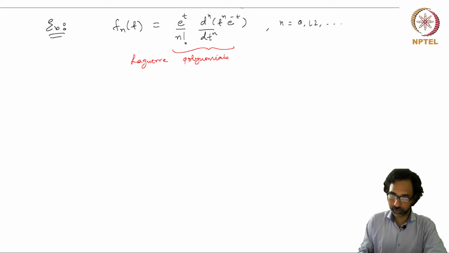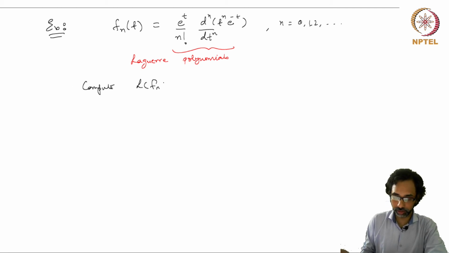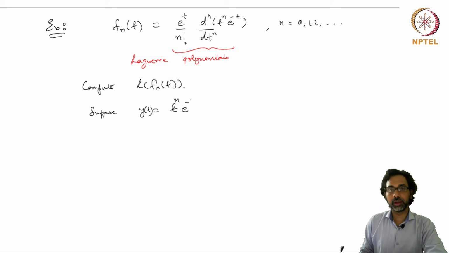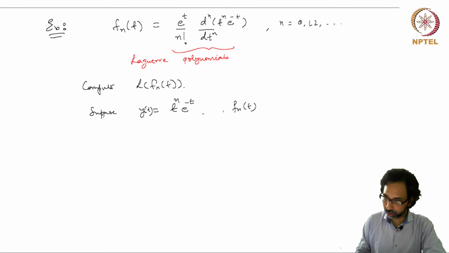So the problem is to compute the Laplace transform of f_n(t). Suppose that we denote by y our function y(t), our function t to the power n e to the power minus t. Then f_n(t) is simply e to the power t over n factorial times the nth derivative of y.